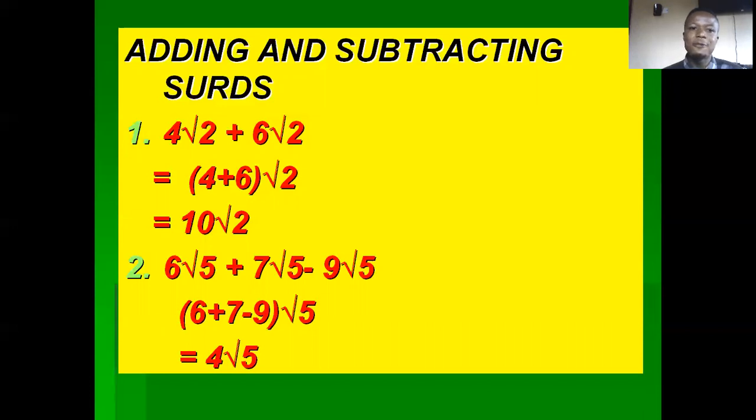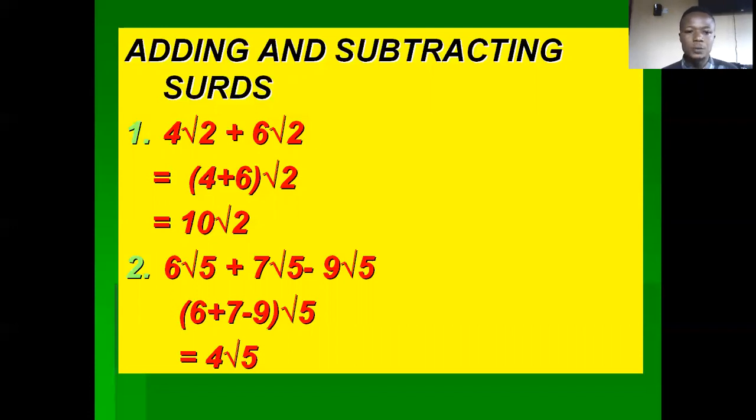This means that I have 4 surd 2, and tomorrow I bought 6 surd 2. How many surd 2s am I having? It's just 10. So don't touch the surd. Just add their coefficient, the number beside them. So this becomes 4 plus 6, which is giving us 10 surd 2.